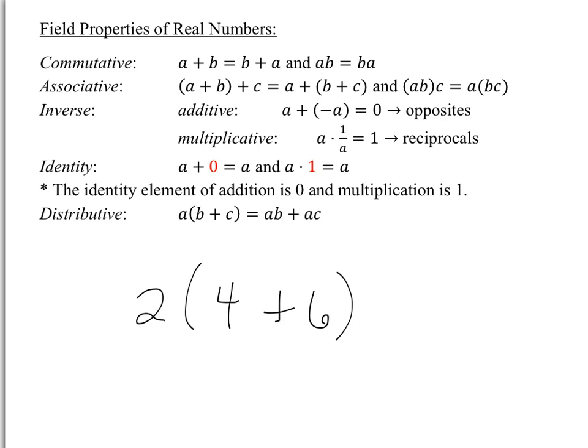This implores that you use the distributive property. You could just add these together and get 10 and multiply by 2 to get 20. Or you could say 2 times 4 is 8, and 2 times 6 is 12. 8 and 12 is still 20. Agreed? But this is not using the distributive property.